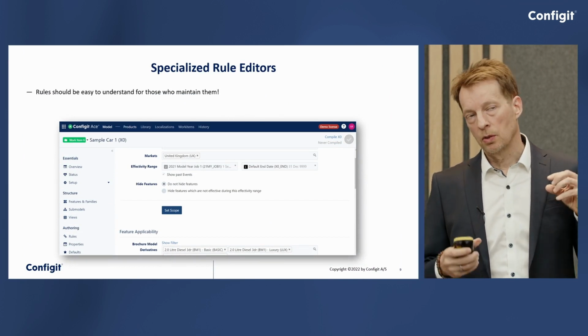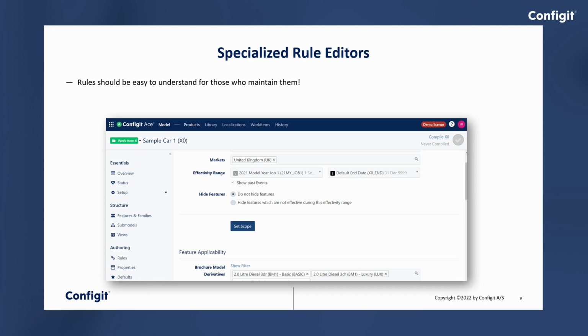As I said, creating these models is at the center of what we do in Configit. And we have always believed that if you have to maintain this data, you have to be able to express the rules in a way that is meaningful for the people who have to maintain them. If you are forced to create rules in a particular syntax or in a particular way, because that's how the configurator works with them, then they become very hard to maintain because you cannot understand them when you come back to them a year later.